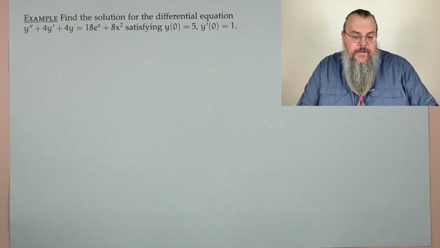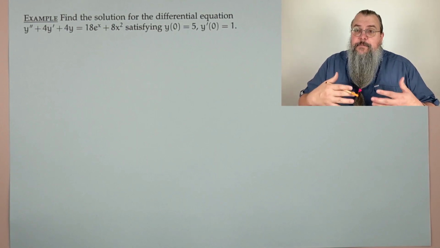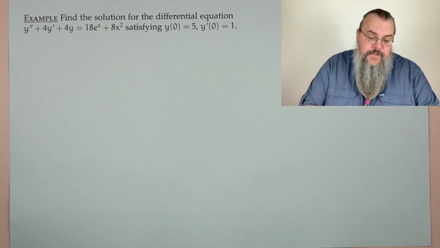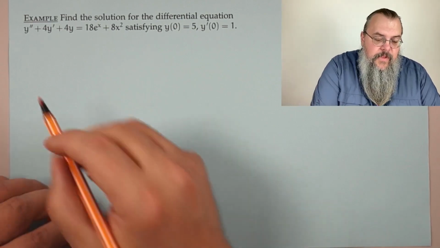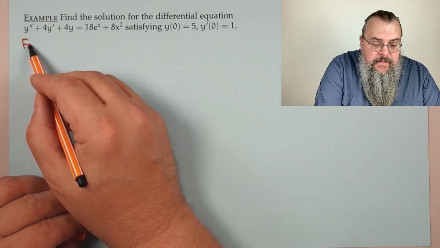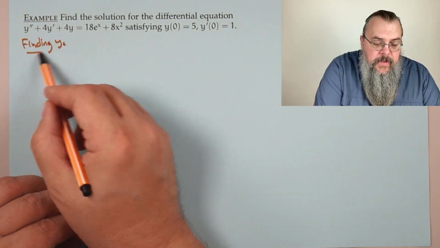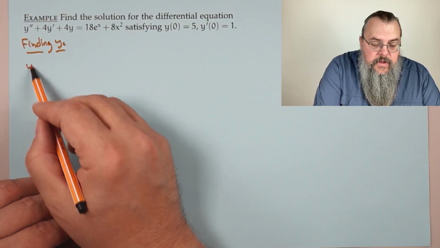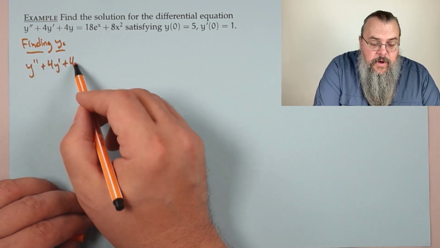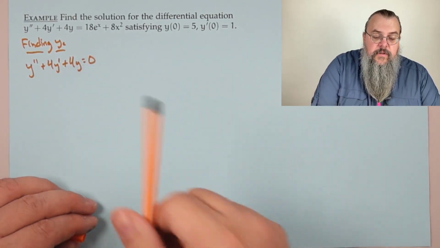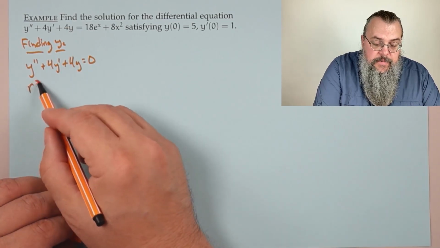Okay, so the first thing I like to do when solving this is start by doing the complementary part first, because the complementary part will inform the particular part. So let's talk about finding our y sub c. We go y double prime plus 4y prime plus 4y equals 0, because the yc makes the right-hand side 0. Turn it into an algebra problem.